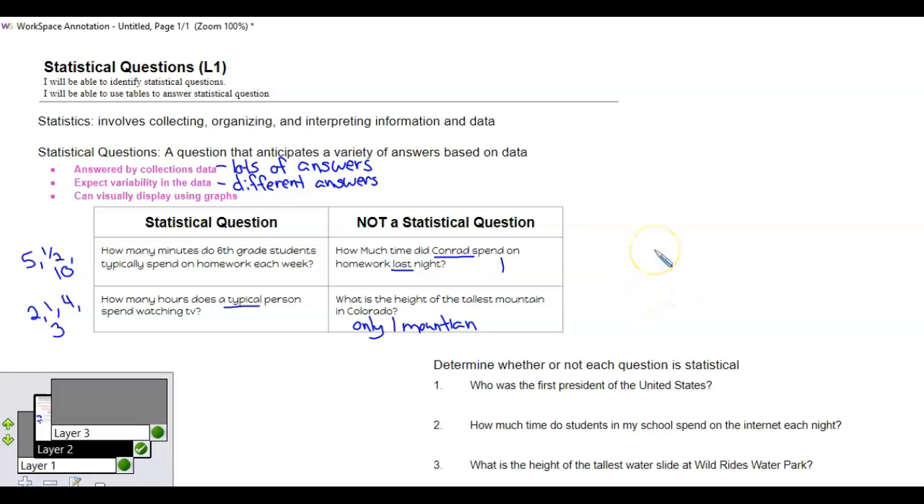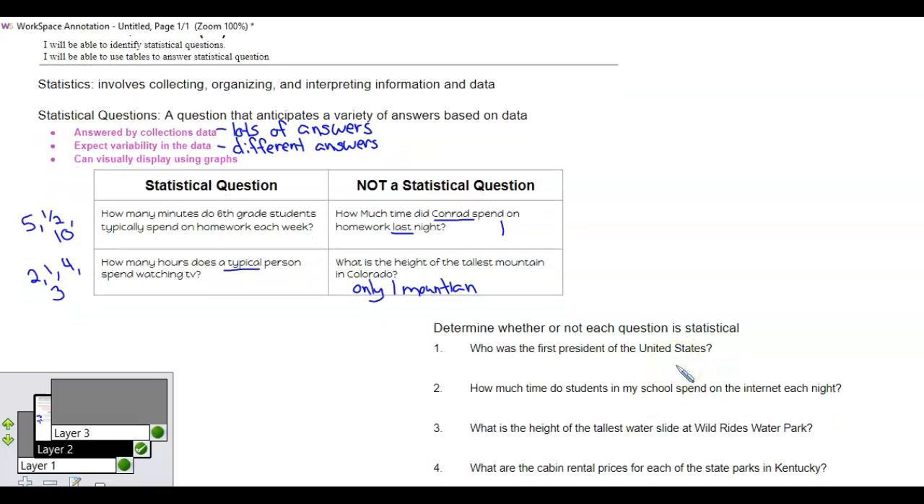So pause the video, try out these 4 at the bottom of my page and in the middle of your page. If they are not statistical, give me a reason why they're not statistical.